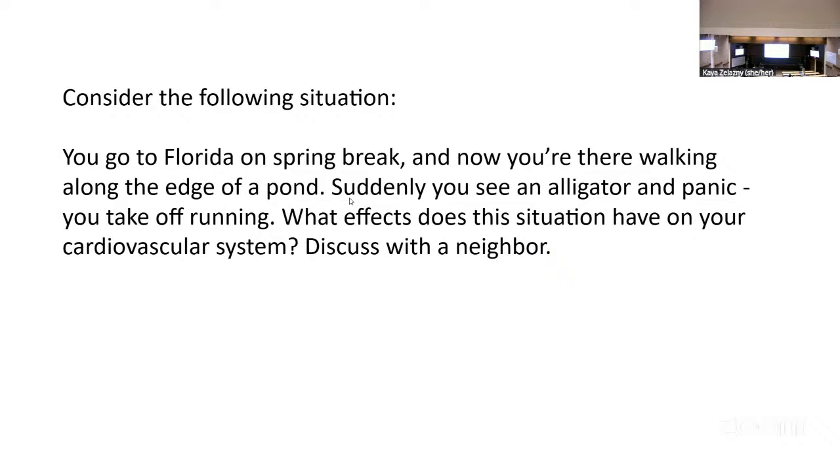So we're now going to move to starting to talk about our mean arterial pressure again. We're going to be thinking about regulation of blood pressure. But to do this, we're going to be thinking a bunch again about the nervous system. And so we want to think a little bit about how the nervous system, again, is related to our cardiovascular system. So you're going to imagine that you're going on spring break to Florida, you're walking around, you see an alligator, freak out and run away.